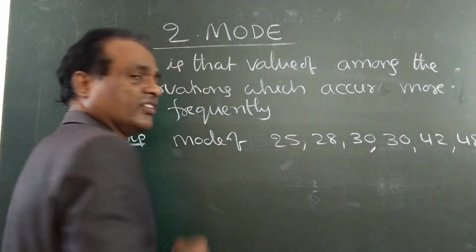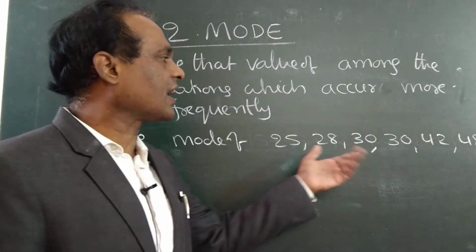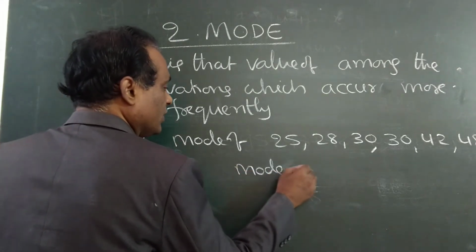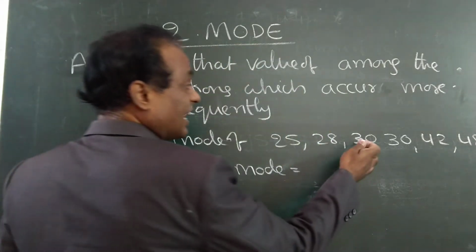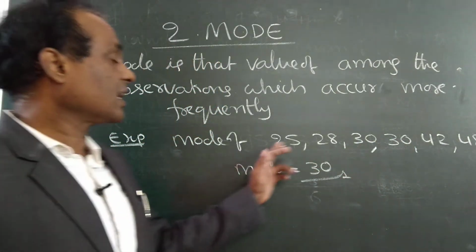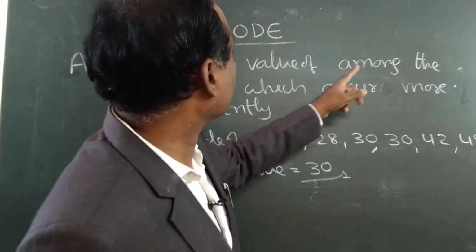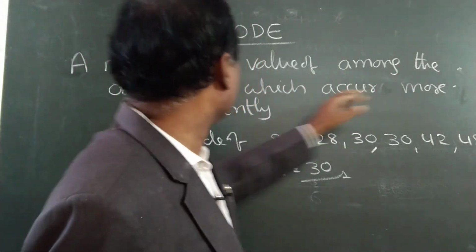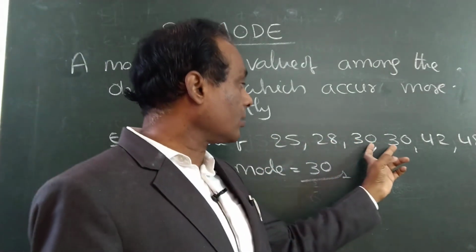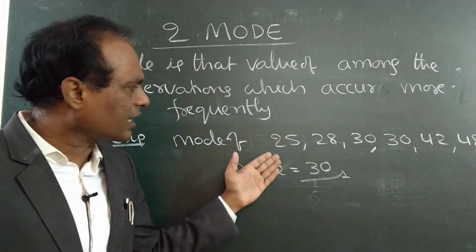Like this, if observations are given, whichever is occurring more number of times, that is the mode. So mode is equal to 30, which is repeating more number of times. Answer. In the given observations, mode is that value among the observations which occurs more frequently, more times, which is 30. So if raw data is given, whichever is occurring more times, that is the mode.